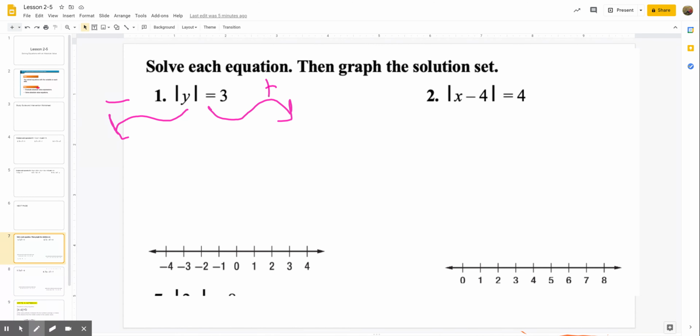Suppose whatever was in the absolute value was negative. All you're going to do is copy the equation and just take the negative of the right side. On the positive side, you're going to copy the equation exactly as you see it, just without the absolute value. And then all you have to do is graph it.